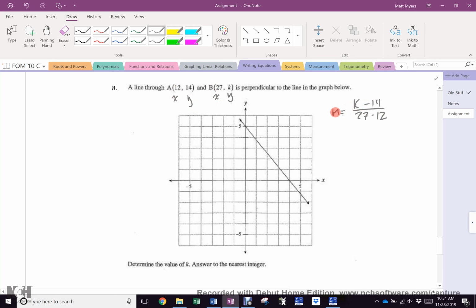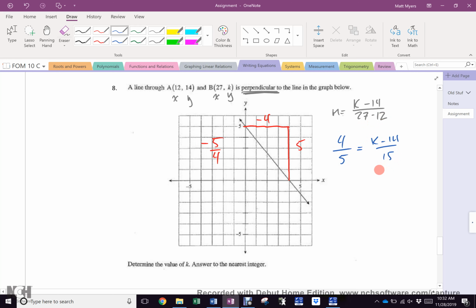But I do know the slope because it is perpendicular to this line. This line is up 1, 2, 3, 4, 5. 1, 2, 3, 4, negative 4. What is this line's slope? Negative 5/4. What is a perpendicular slope to that? It's already negative 5/4. I want perpendicular. 4/5. And what do I do with the sign? I change it. So that equals k minus 14 over 27 minus 12, which is 15.